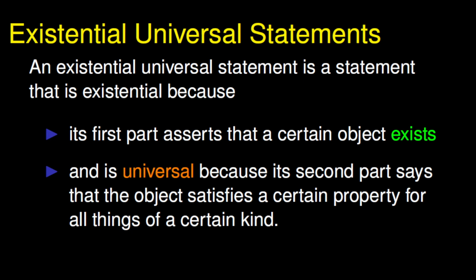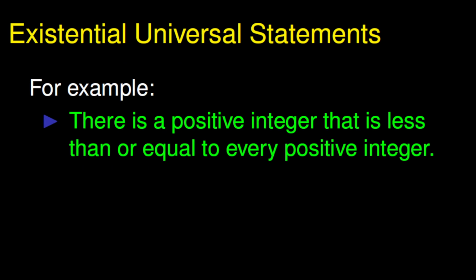An existential universal statement is a statement that is existential because its first part asserts that a certain object exists and is universal because its second part says that the object satisfies a certain property for all things of a certain kind. For example, there is a positive integer that is less than or equal to every positive integer. This statement is true because the number 1 is a positive integer, and it satisfies the property of being less than or equal to every positive integer.